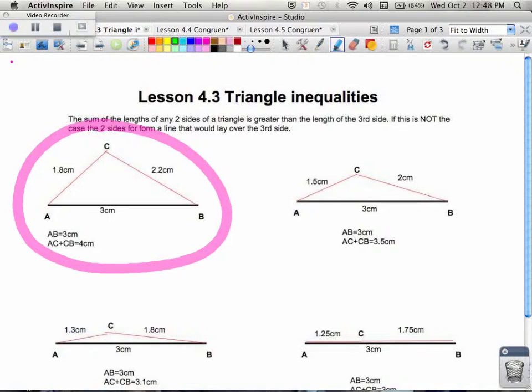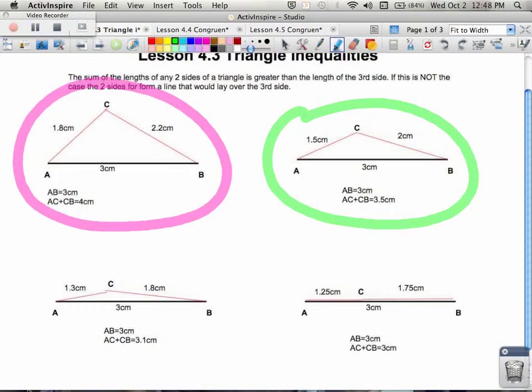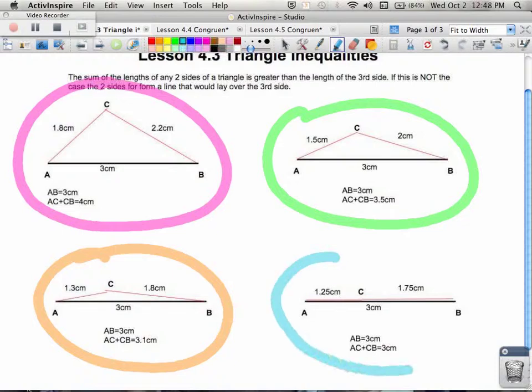Moving to the right, I can see that if I take the same two sides, 1.5 and 2, that's 3.5, that's still bigger than the third side. Bottom left, if I take the top two sides, 1.3 and 1.8, that's greater than 3, it's 3.1. But on the far right side, if I add those two together, the 1.25 and the 1.75, that equals exactly 3. You have not formed a triangle here, you've just laid another line, so to speak, on top of the first line, AB, because the two sides fall together and, in that case, don't form a triangle.